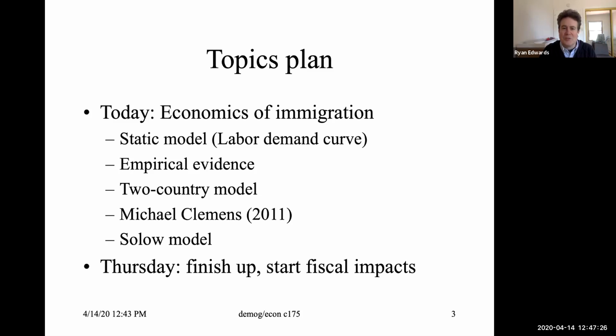We'll talk about some empirical evidence supporting or not supporting the simple static model of labor demand. We'll move on to the two-country model of immigration, the reading by Michael Clemens, and the Solow model if we get to them. Next time we will finish up the material we didn't get to today, and we'll start the fiscal impacts. My apologies for not having updated the course calendar. I think it says fiscal impacts for today, but we'll have those prepared to discuss more next time.